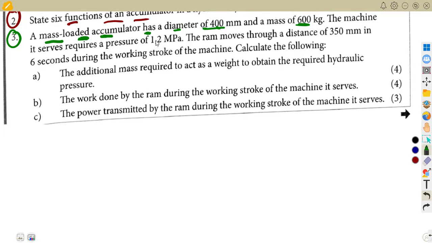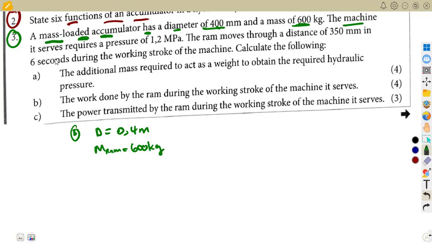All right, this part, the mass-loaded, where do you put the load? On the RAM. All right, the load is on the RAM. So this is the diameter of the RAM in this case. It's 400 millimeters divided by 1,000. That's 0.4 meters. We have got the mass of the RAM also, which is 600 kilograms. That's how we answer this question.